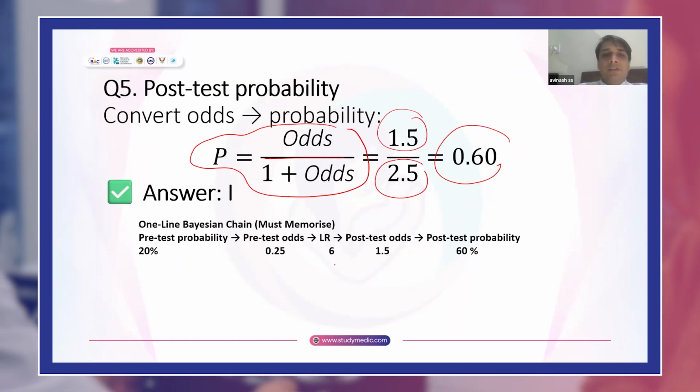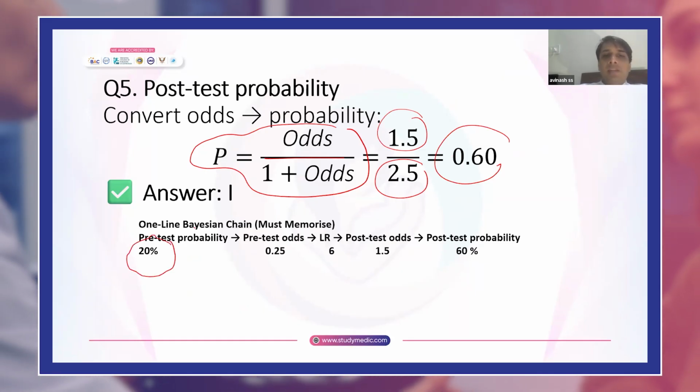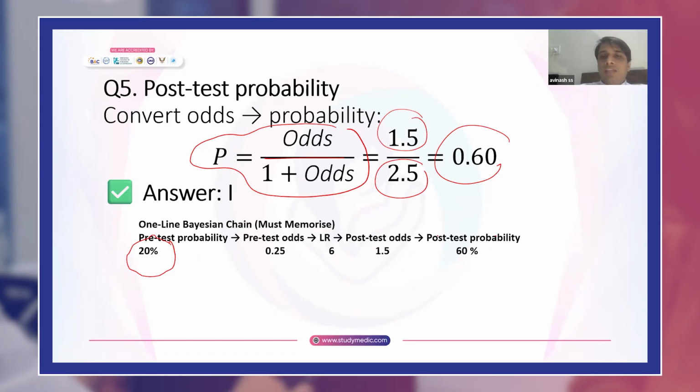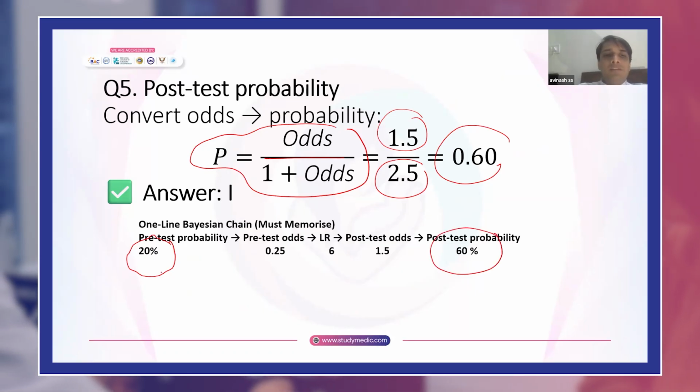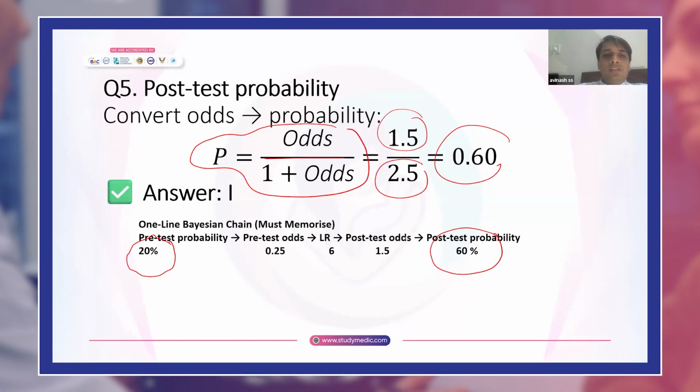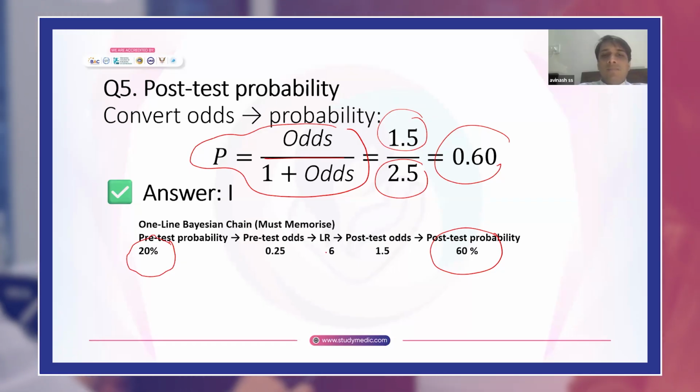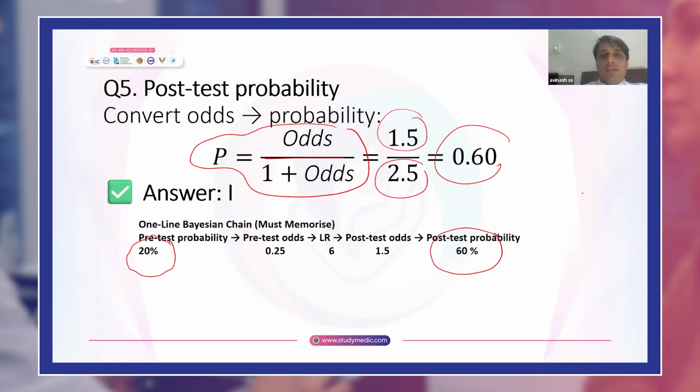You can see 60%. So what has happened? The probability after doing the test has increased from the prevalence to 60%. The pre-test odds was 0.25, then the likelihood ratio, then the post-test odds, and then the post-test probability. This is how the chain will follow in the diagnostic accuracy test.